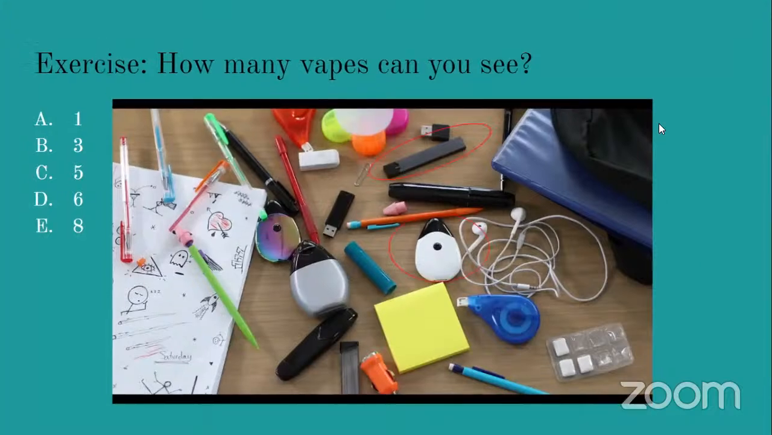We have 1, 2, 3, 4, 5, and the sixth one. So it is D. The answer is 6 vapes in the picture. I just wanted to add this exercise as it's very easy to conceal a vape, as it can have a very stationary look to it, a very normal look to it. So it can be easily concealed.